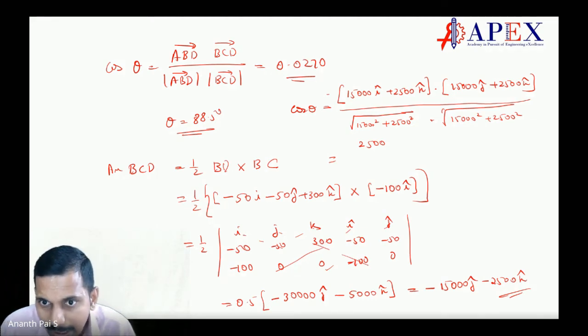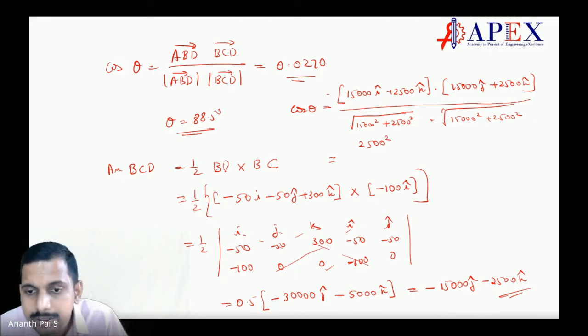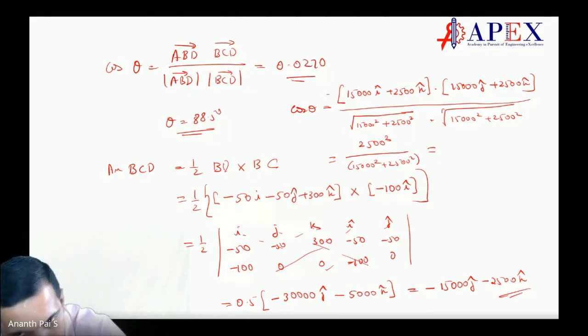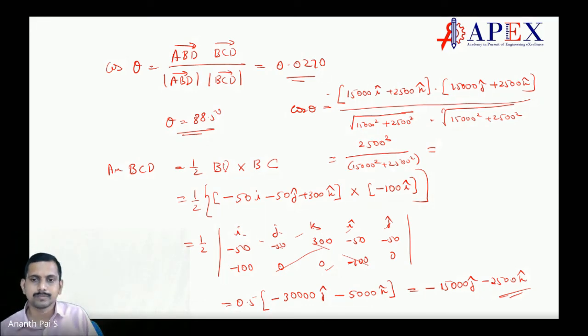That is what you get cos theta as. No K, 2,500 square alone, is it not? Make sense? Divided by 15,000 square plus 2,500 square, correct? So see what is the answer you get. See how the dot product is taken. Got it? Okay, go with the basics first.